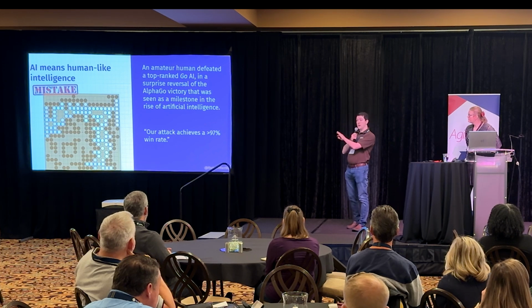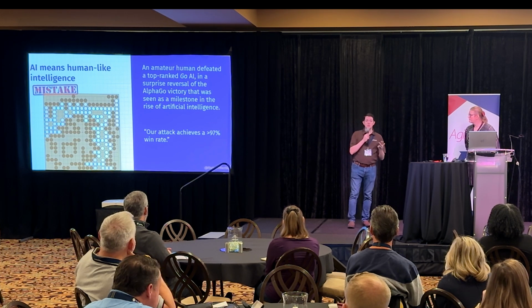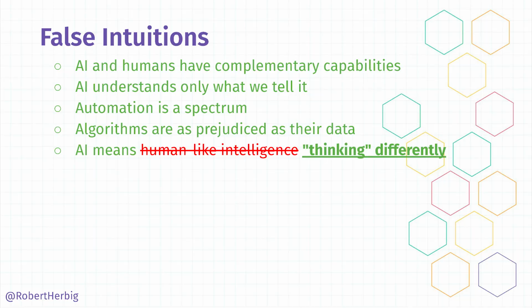And the reason that we have to be careful is that AI does not mean human-like intelligence. It's thinking about the problem fundamentally differently. No human would have ever fallen for the trap that the amateur was able to pull on the reigning AI at the time, because it was thinking about the problem differently. So that false intuition, AI does not mean human-like intelligence, it means thinking differently.